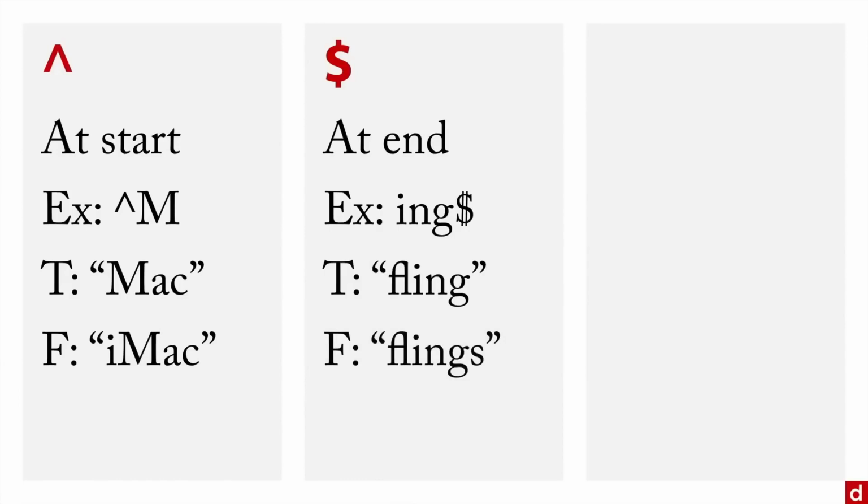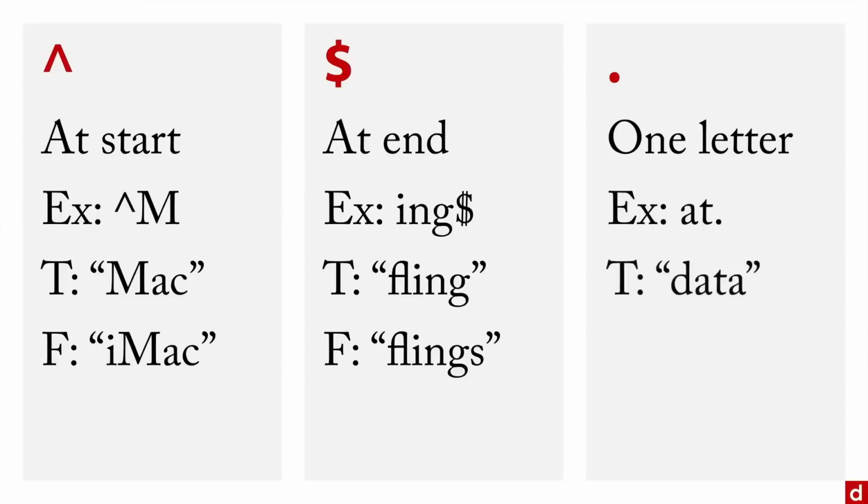And then the dot, the period, simply means we're looking for one letter, and it can be anything. So for example, you can write AT period, and that will find data because it has an A, a T, and then one letter after it. But it won't find flat because flat doesn't have anything after the AT. And so these are extremely simple examples of how it can work. Obviously, it gets more complicated, and the real power is when you start combining these bits and elements.